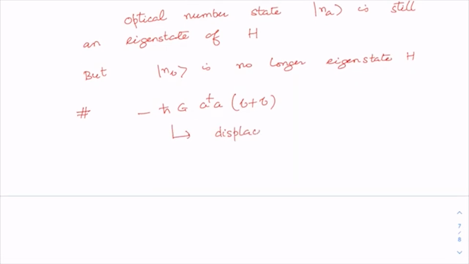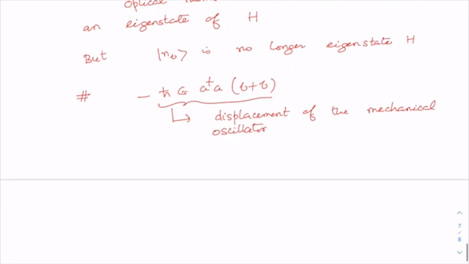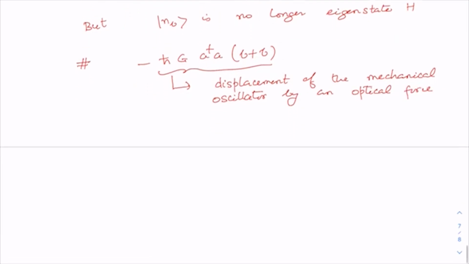this whole term refers to the fact that displacement of the mechanical mode, or the mechanical oscillator, by an optical force. And so we can say that the mechanical eigenstate is a displaced number state.